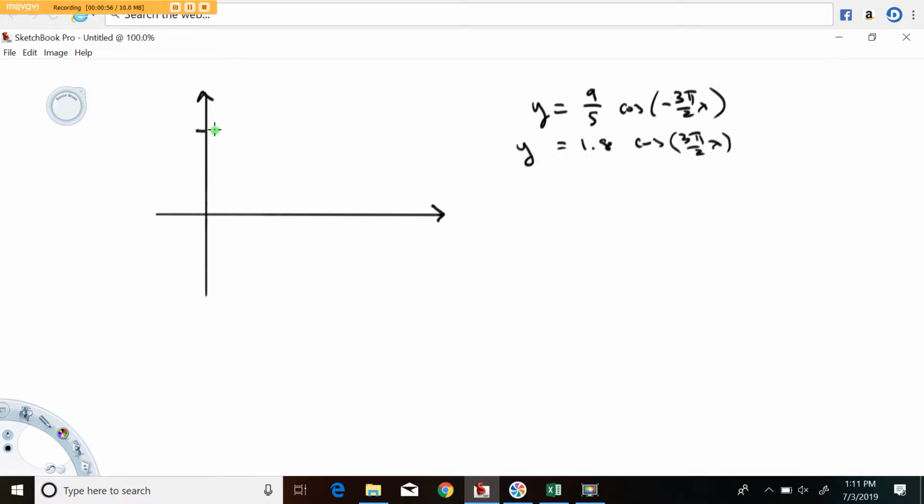So I'm going to go ahead and put 1.8 up here and minus 1.8 down here. Maybe a little further down. We just want this distance and this distance to be as close to the same as we can by eyeball. And now we'll just sketch a basic cosine wave, which would look something like this.